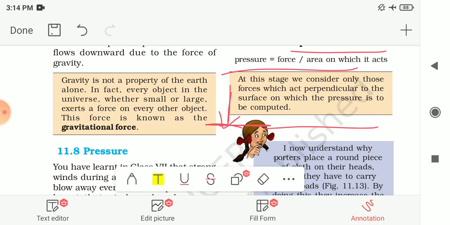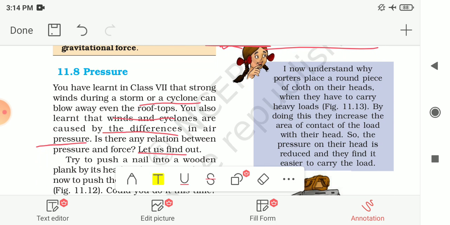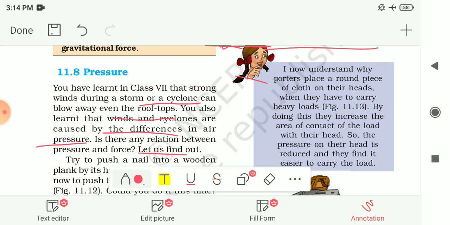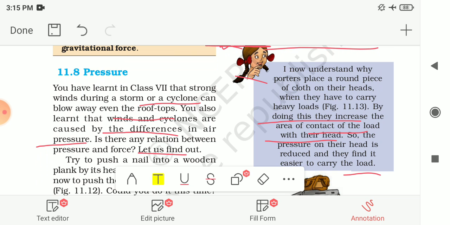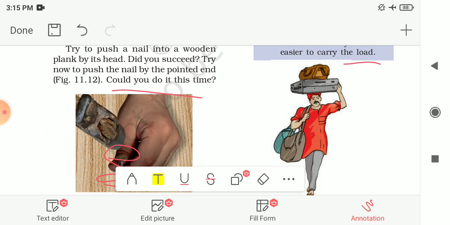Now Paheli is saying something: I now understood why porters place a round piece of cloth on their heads. Porters are persons who lift loads or luggage. So why do they place a round piece of cloth on their head? By doing that, they increase the area of contact of the load with their head. So the pressure on their head is reduced and they find it easier to carry the load.